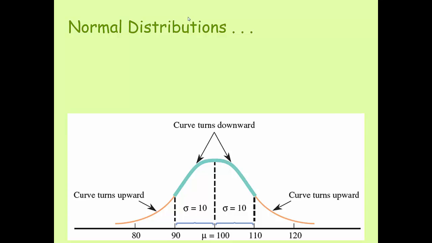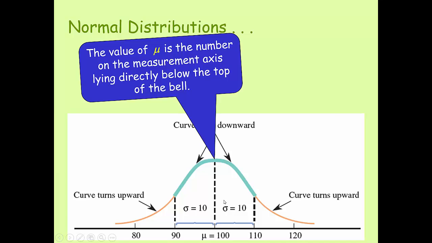All right, so if we have an example here of some data with the mean at 100, notice the value of the mean, mu, is the number on the measurement axis lying directly below the top of the bell. So in other words, the mean cuts this data in half.